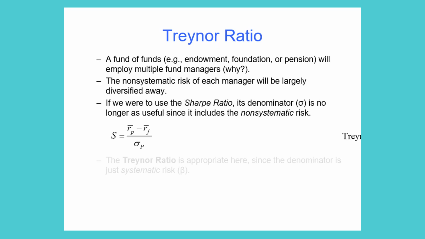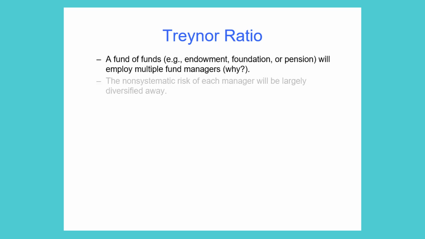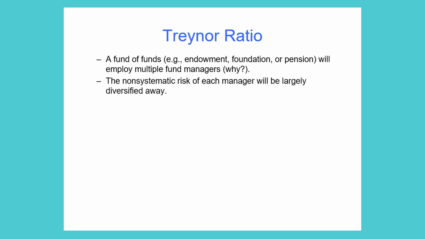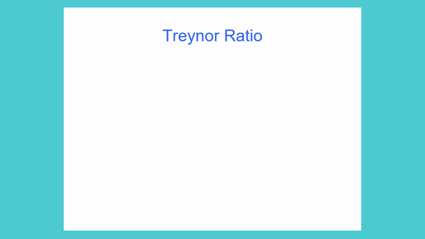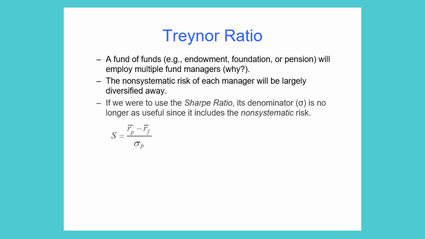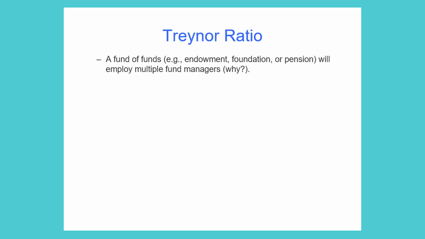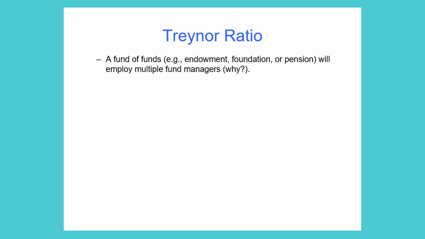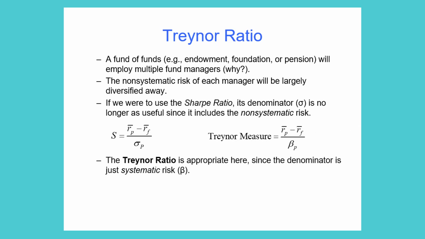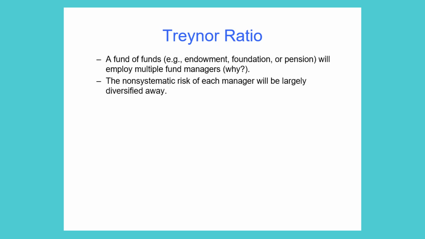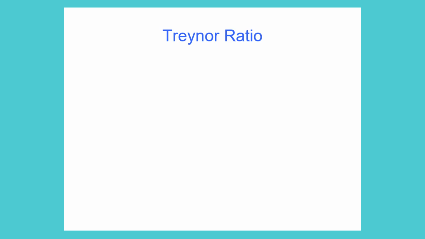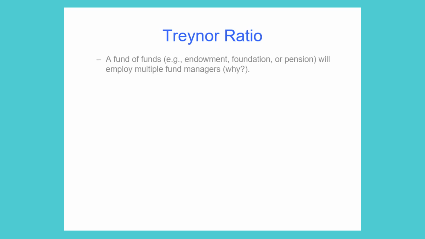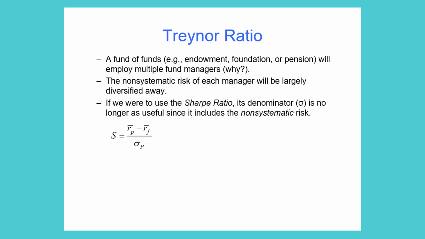This is especially true for institutional portfolios, like those managed by pensions, endowments, or foundations. These portfolios are typically managed by multiple fund managers, and their non-systematic risk, the stuff specific to individual holdings, is mostly diversified away. So using the Sharpe ratio, which includes that residual risk, will become less useful. This is where Treynor shines, because Treynor isolates systematic risk only, giving you a cleaner performance measure for large, diversified strategies.